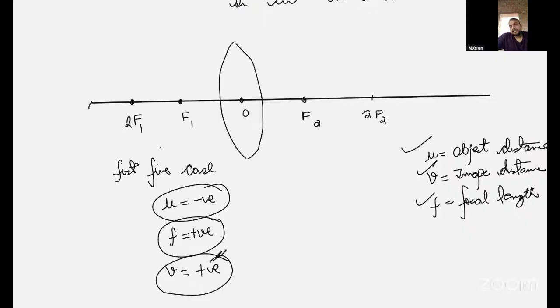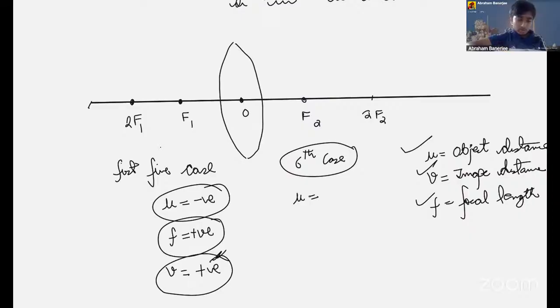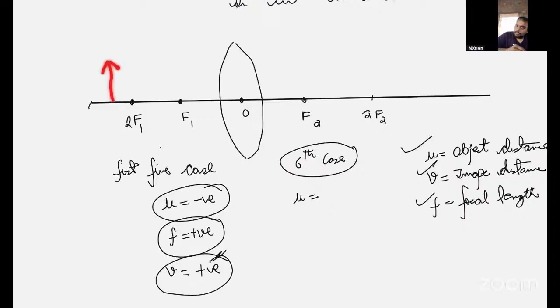Now Abraham will tell me the sixth case story. What will be u? Will it be positive or negative? U is the object distance. So u, remember, u is always negative. Because you are putting the object here, no? And u is considered as object distance. So object distance is always negative, no matter which lens or which mirror is there. So u will be always negative.